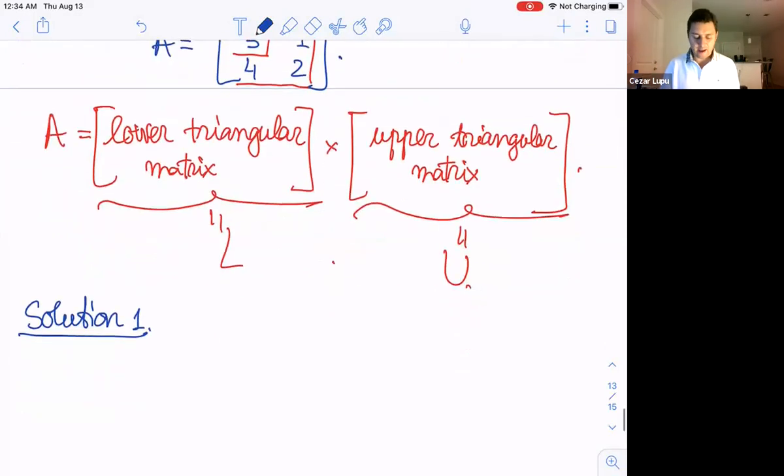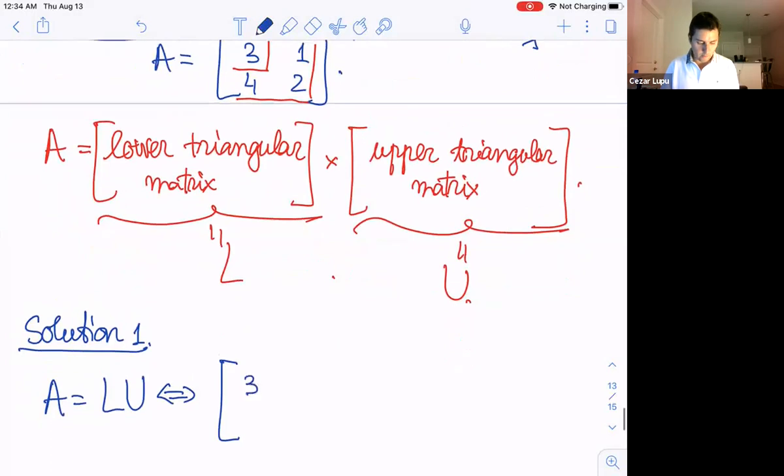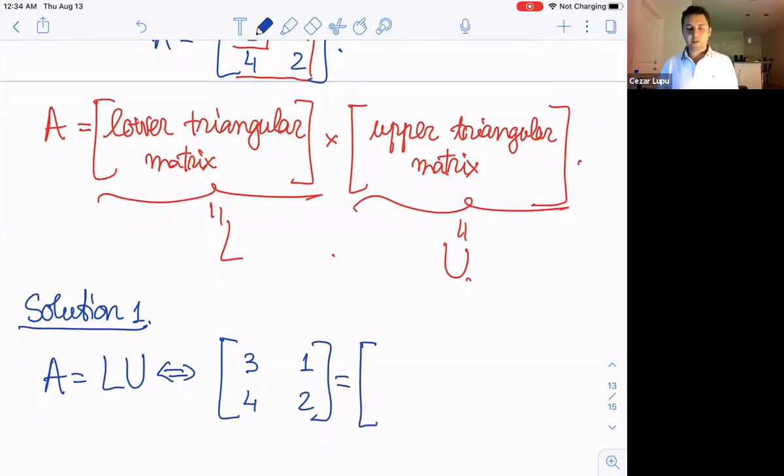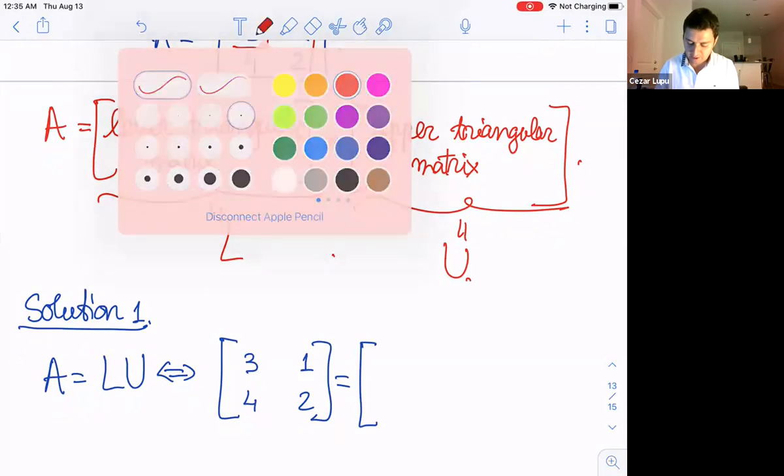Well, you have seen that A can be expressed as LU. This will be equivalent with this, which is 3, 1, 4, 2. And this is nothing else than what we always get by some elementary transformations: we'll always end up with the lower triangular matrix. The lower triangular matrix will always end up with 1 on the main diagonal. That's the trick.